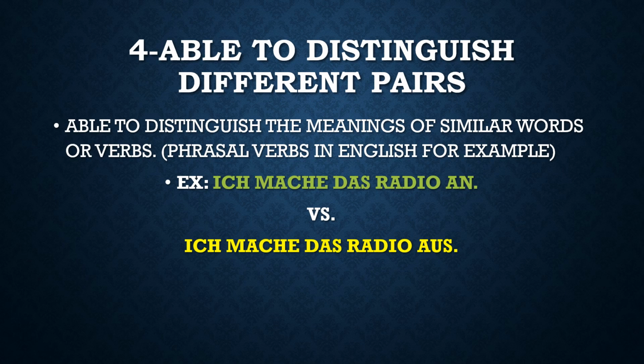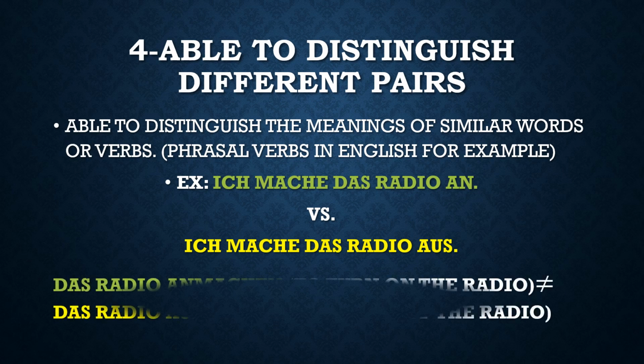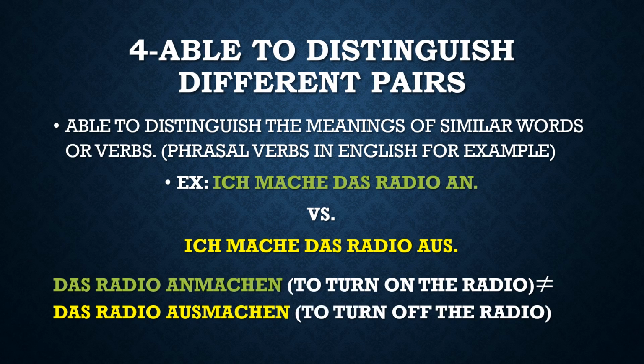Ich mache das Radio an. So the verb over here is obviously anmachen, versus ich mache das Radio aus. And the verb over here is ausmachen. So the difference is actually das Radio anmachen is to turn on the radio, while das Radio ausmachen is to turn off the radio. Alright.